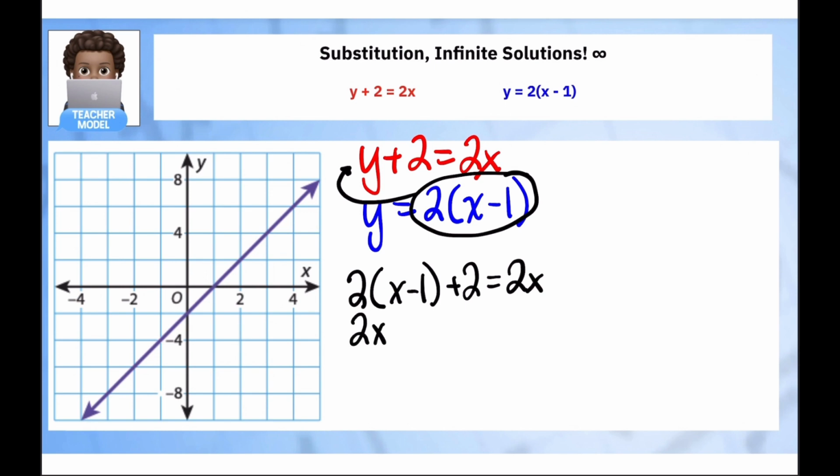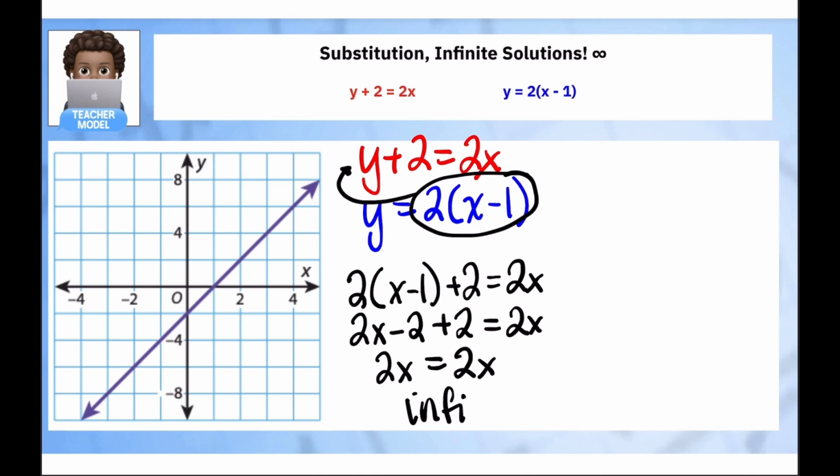Let's distribute. Combine like terms. So these two just made 0. And 2x is equal to 2x. So remember I told you if you have both of them exactly equal to each other, then I know that this is an infinite solution.